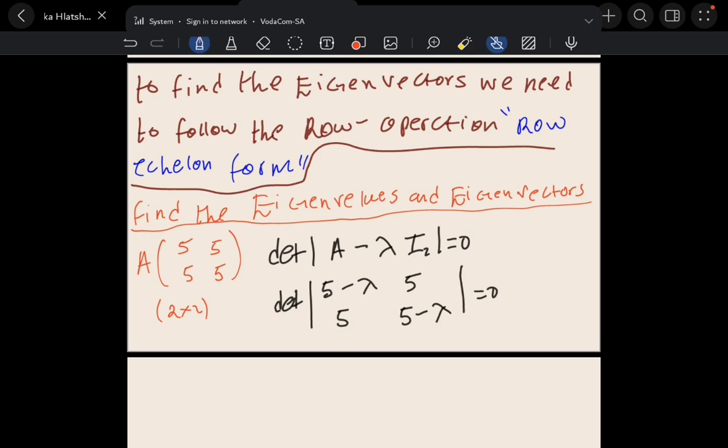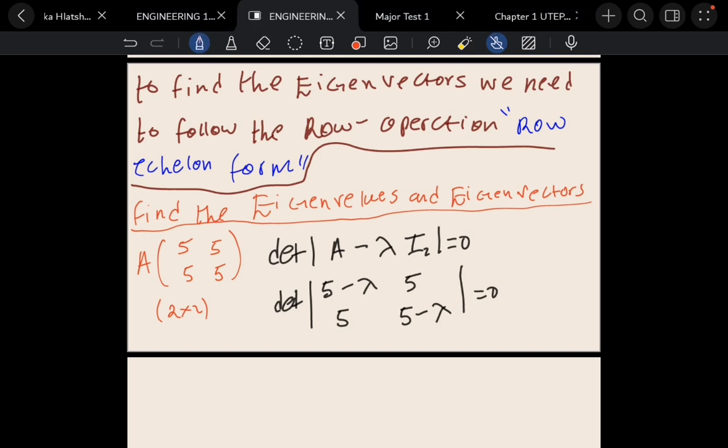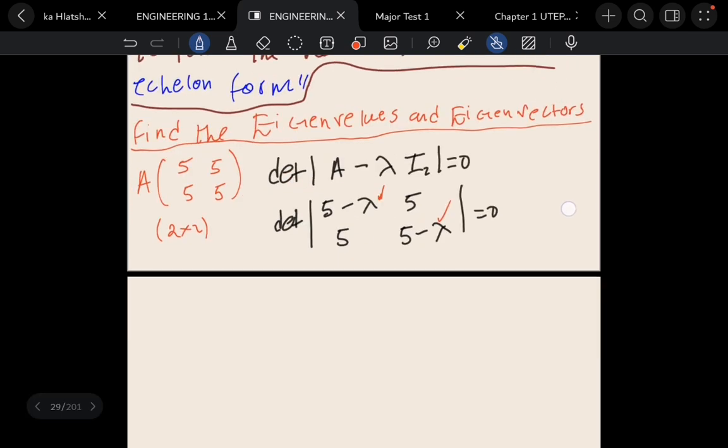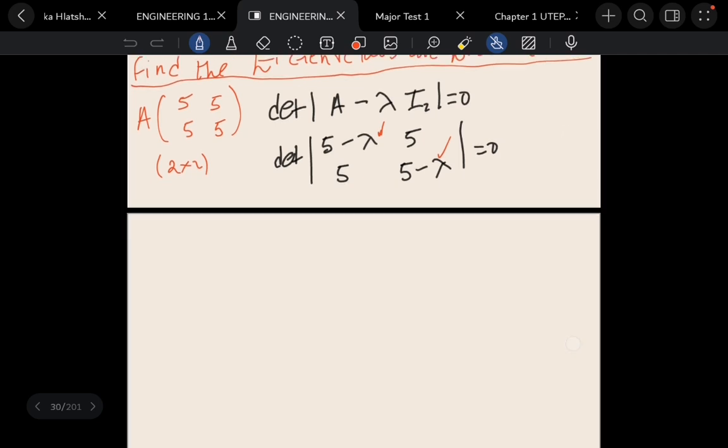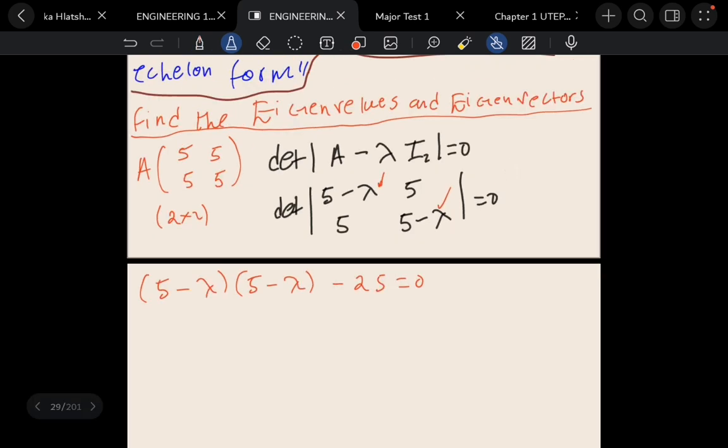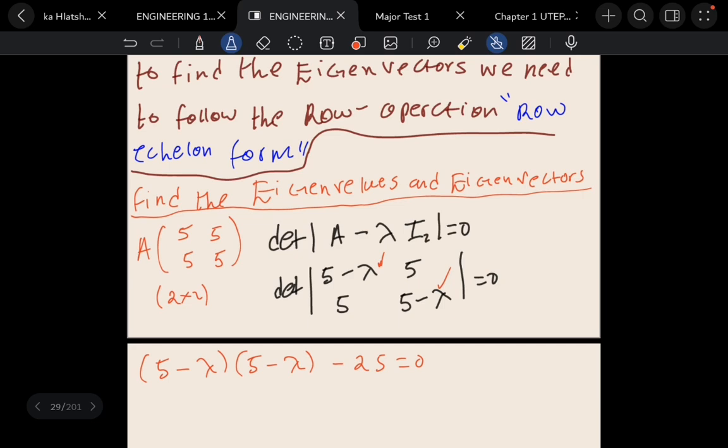Whenever you're trying to find the eigenvalues, you're always going to subtract lambda in the main diagonal. So it's always like that. And then after this, you need to find the determinant of this matrix. Finding the determinant of that matrix, I'm going to have 5 minus lambda times 5 minus lambda minus 25 is equal to 0.